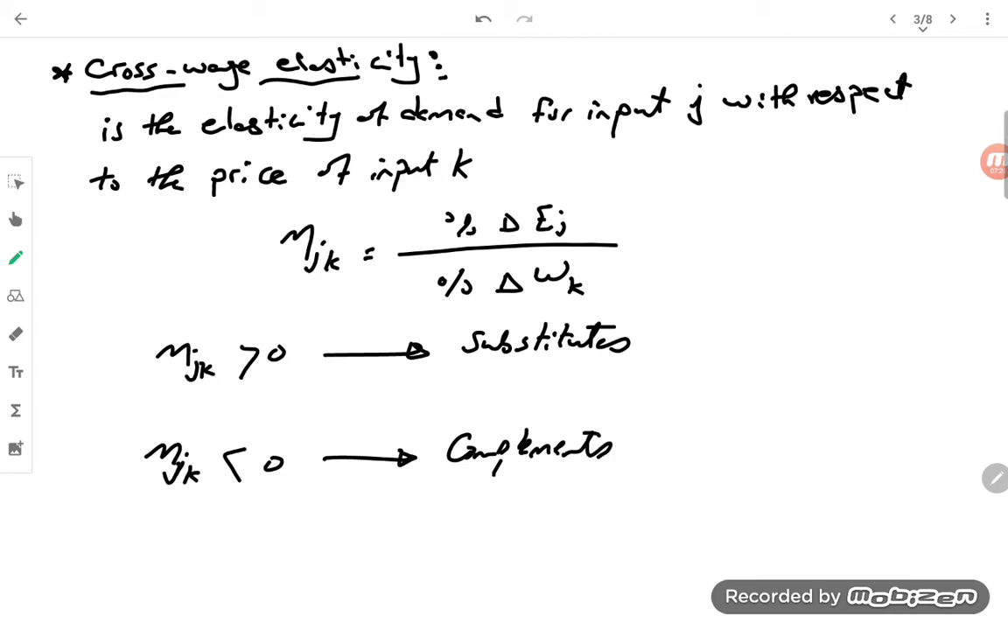So here we have to divide the value into two main parts. Number one, the sign, and the other one is the absolute value. Sign stands for whether they are substitutes or complements. In this case, it's negative, so they are complements. And the absolute value will help to identify whether the demand is elastic or inelastic. In this case, the absolute value is 1.5, which is greater than 1, so it is elastic demand.